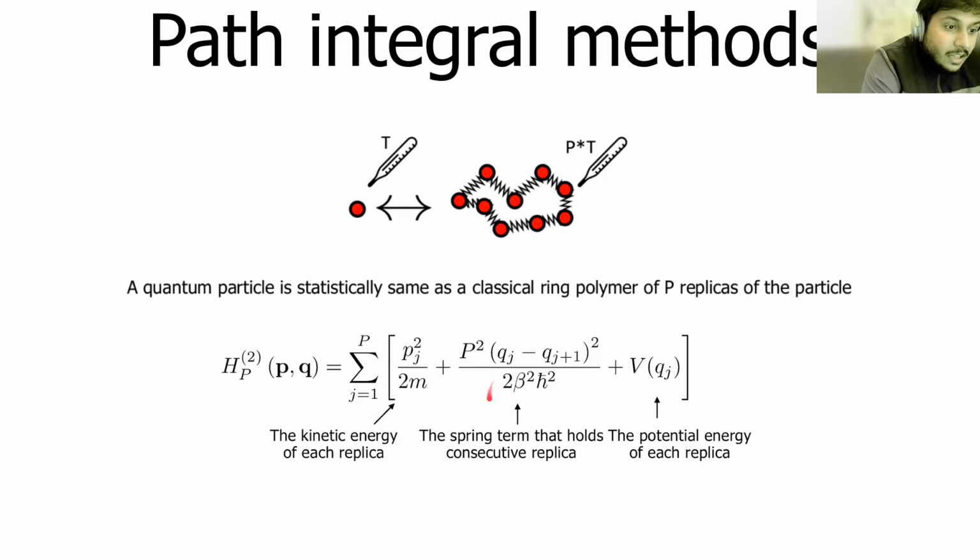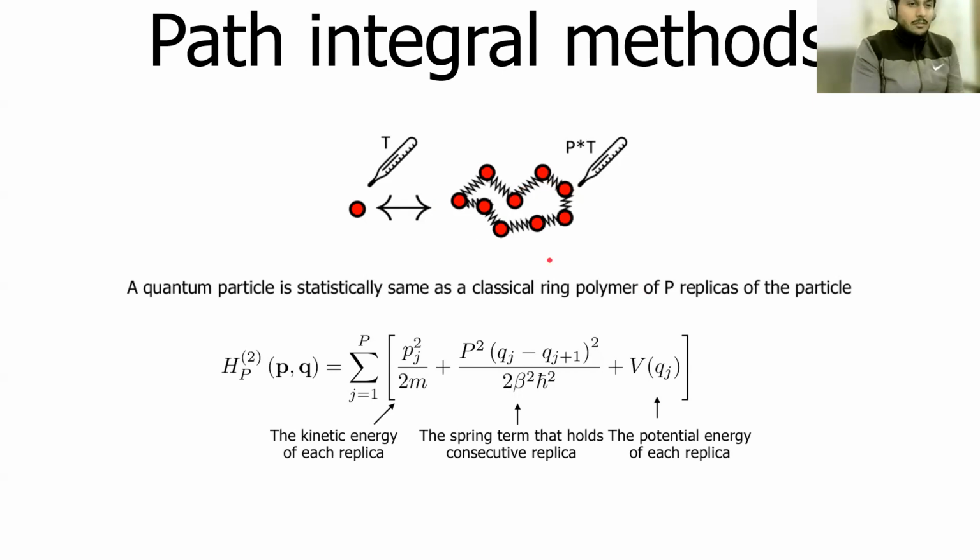Now let's take the other limit in which your temperature goes to infinity. So high temperature is also the classical limit. And again, the spring would become extremely stiff and your entire ring polymer would collapse to one classical particle, right?